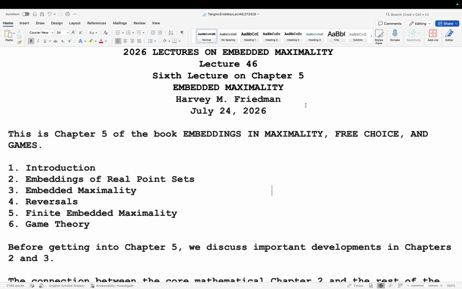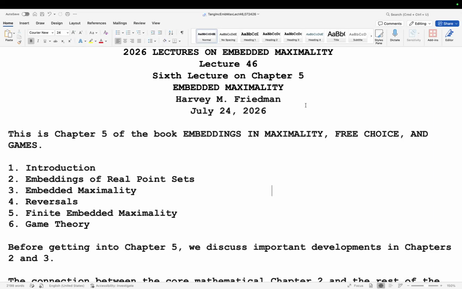I know I've kept changing what I do with this, but you'll see that it's in a somewhat remarkable condition. All right. So, first of all, I had to change the name of the book to Embeddings in Maximality, Free Choice, and Games. There's a new thing called free choice, which is extremely natural. There's an infinite theory of free choice, just like right now, embedded maximality is an infinite theory, right? And you know that this is all implicitly Pi zero one, of course, but embedded maximality is purely infinite.